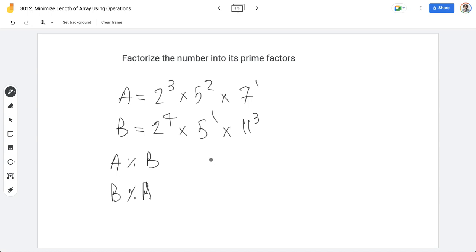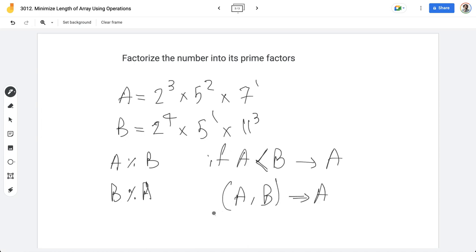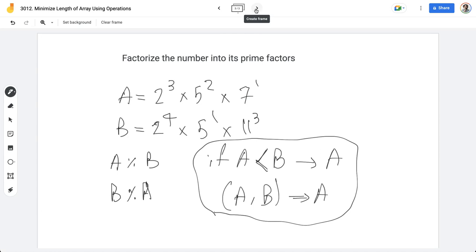I was like, oh, if a is less than b, then a can eat b. Basically, this is eating. So a, b can become a if a is less than b. And this was great. And then from this point onward, it was just a few deductions to solve the rest of the problem.